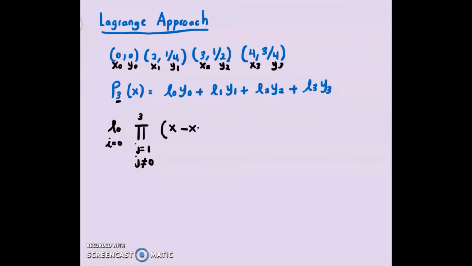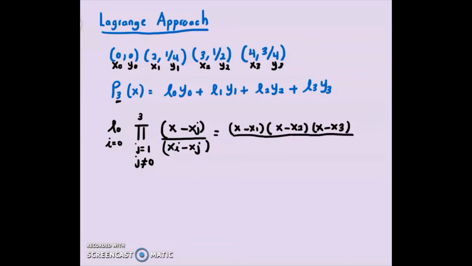x minus xj over xi minus xj. Okay, so for j is 1, I have x minus x1 multiplied with x minus x2 up to x minus x3. Because j cannot be 0, so you cannot start with 0 and then divide by.